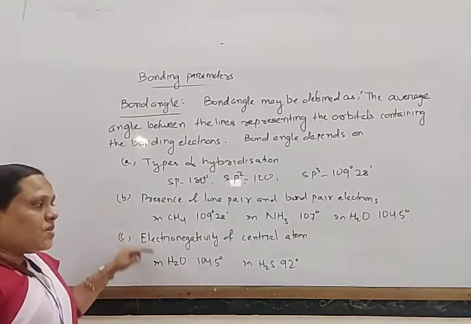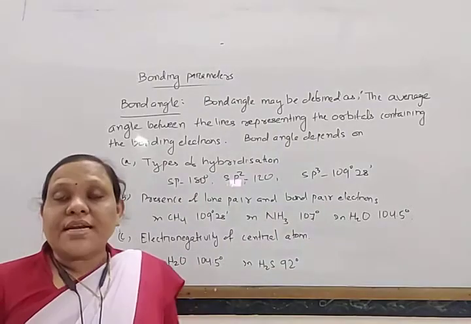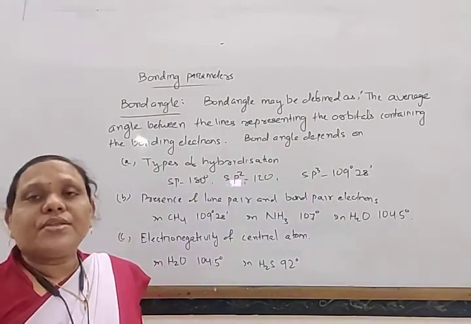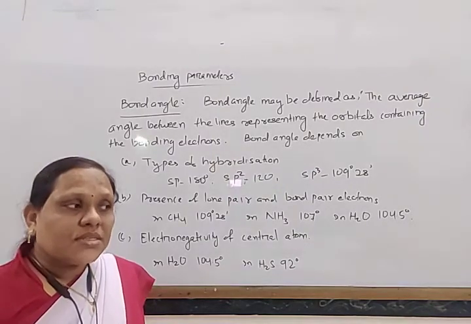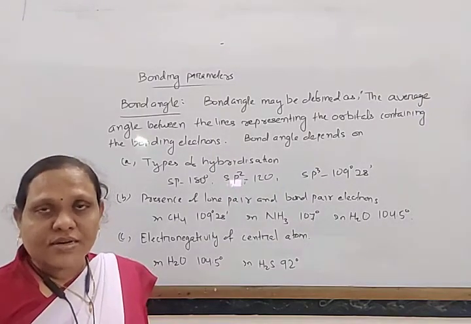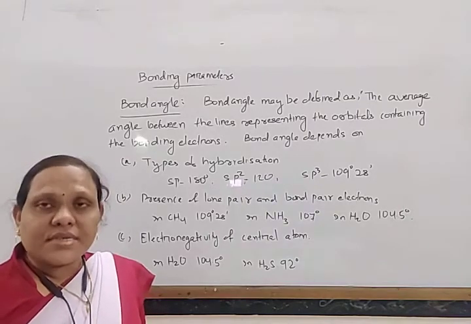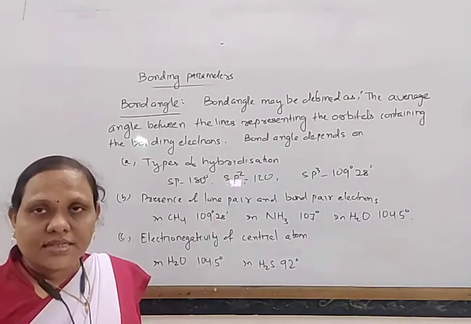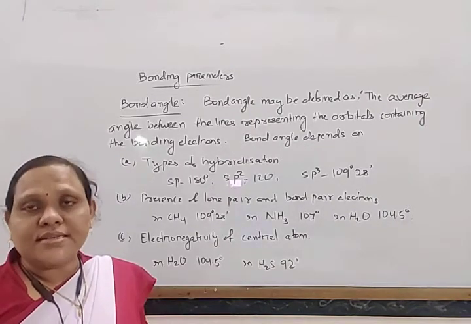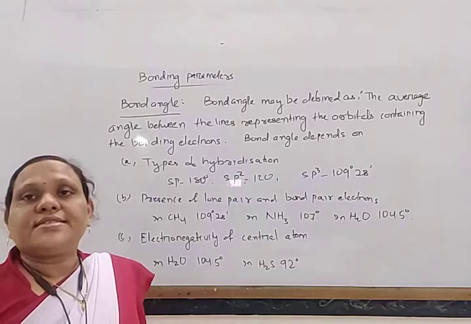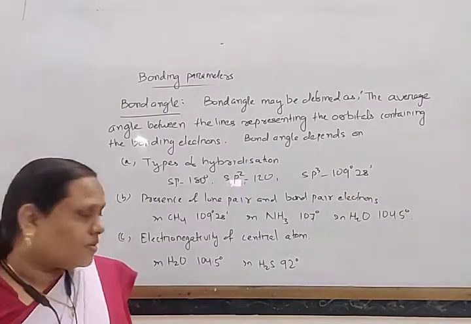Similarly, it also depends on the electronegativity of the central atom. If the electronegativity value decreases, then the bond angle decreases. With larger atomic size of the central atom and smaller electronegativity, the bond angle decreases, although they have the same hybridization and same number of lone pair and bond pair electrons.